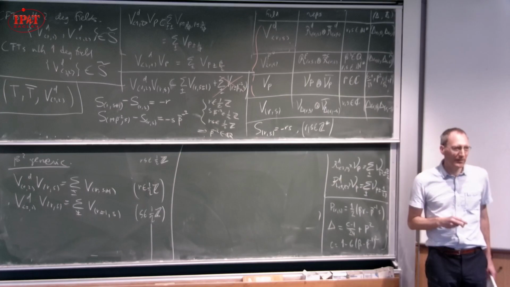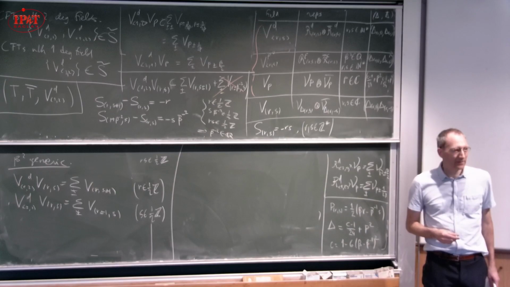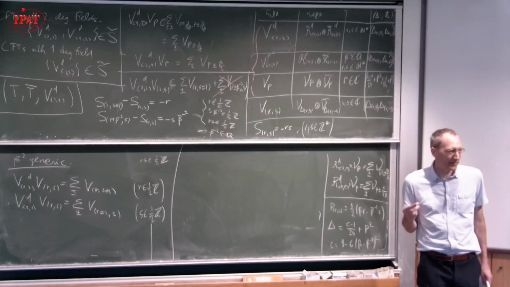Could it happen that what you crossed suddenly happens when you go to a rational value of beta? Yeah, it can come back, but typically it will come back from elsewhere in the spectrum, in a sense.